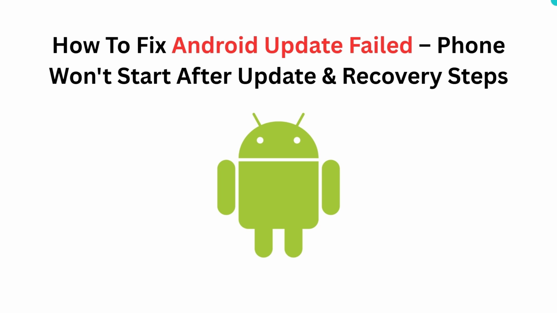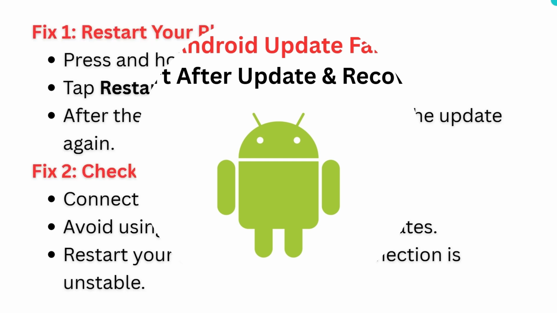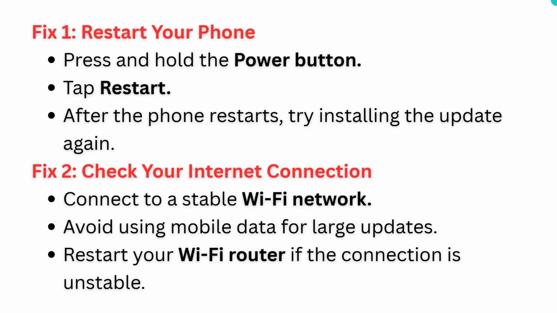So in today's tutorial, we will see how you can fix your Android update failed. So here are steps for your phone which won't start after update and recovery. Fix 1. Restart your phone. Press and hold the power button, tap on restart. After the phone restarts, try installing the update again.